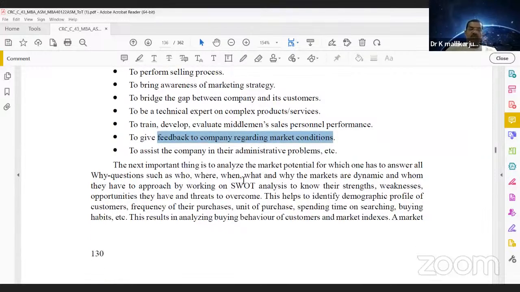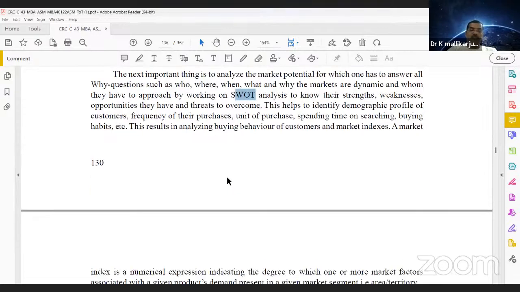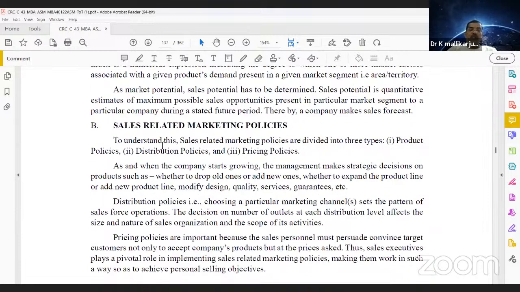The next important thing is to analyze the market potential, which has to answer questions such as how, where, when, what, and why, as markets are dynamic, and to approach SWOT analysis, right? So that is there. Sales related marketing policies are required. The policies may be product policies, distribution policies, and pricing policy also.